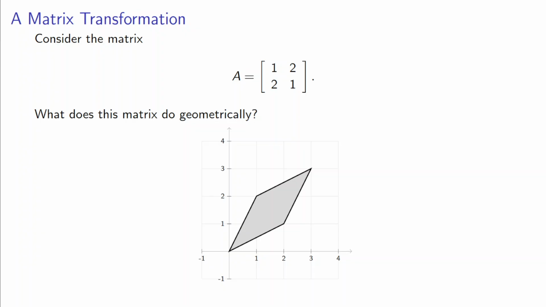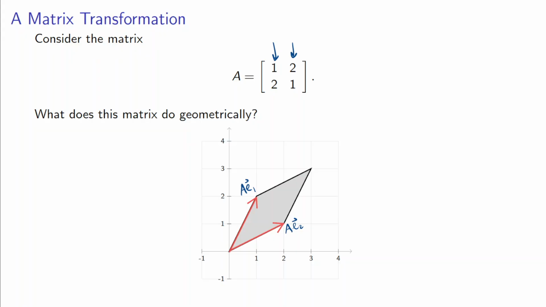In particular, we want to be reminded that the first column of this matrix is going to tell us how the vector e1, which is (1, 0), gets transformed. So that's going to go to the vector (1, 2). If we drew that on here, (1, 2) is just like that. So this is Ae1, if we want to label this. And then e2 goes to the vector (2, 1). So that's going to be over here, (2, 1). So this is Ae2.